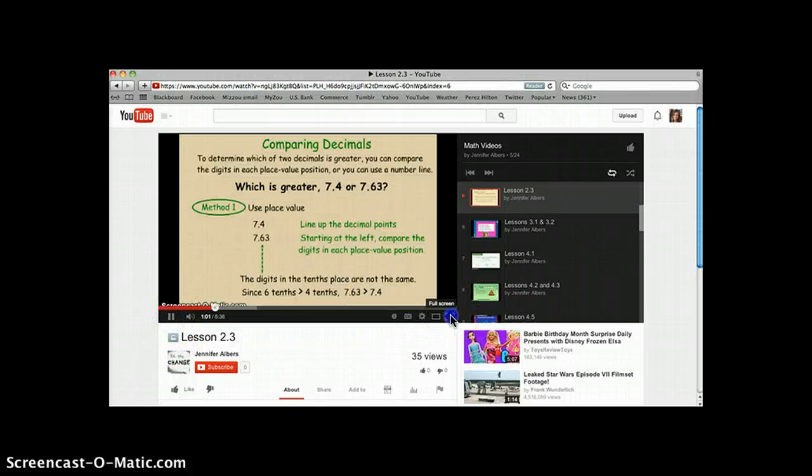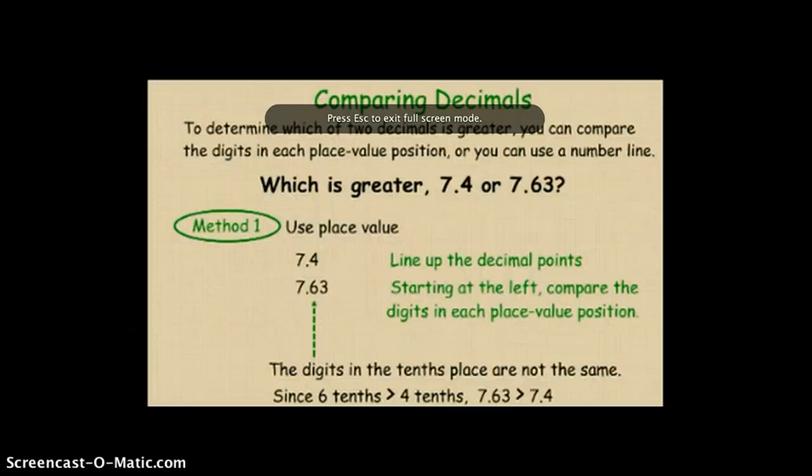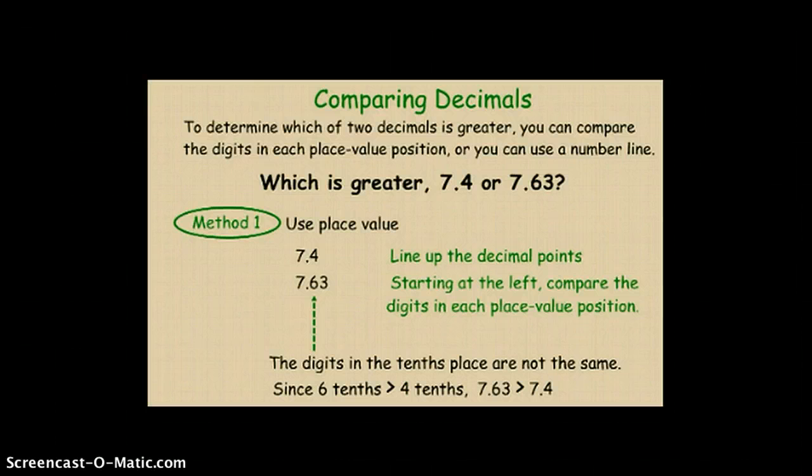Okay, I'm going to show you the first method, and I find this the easiest method for comparing decimals. To determine which of two decimals is greater, you can compare the digits in each place value position, or you can use a number line. So first we're going to line up the decimal points. So which is greater, 7 and 4/10 or 7 and 63 hundredths? Line up the decimals, line up the digits.